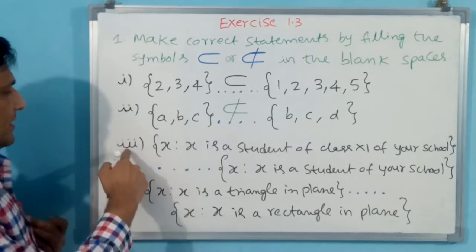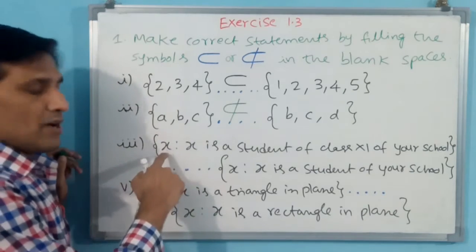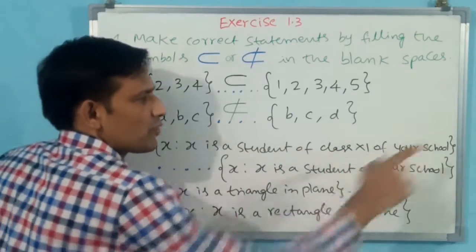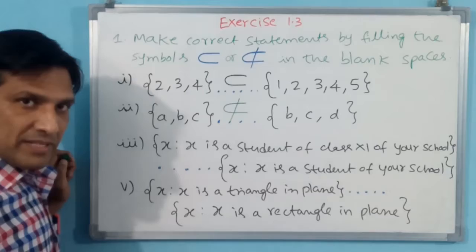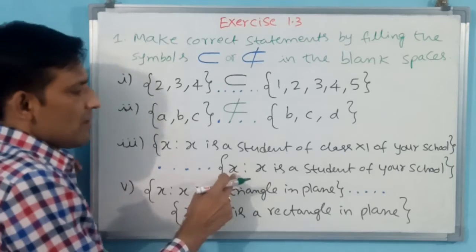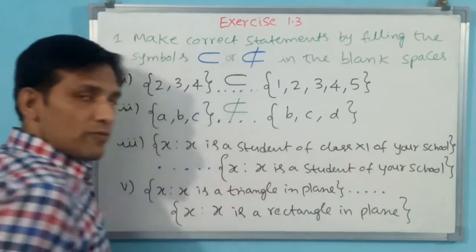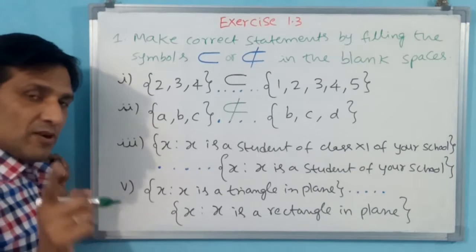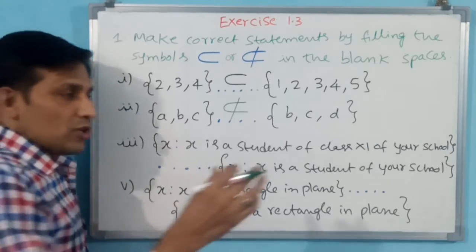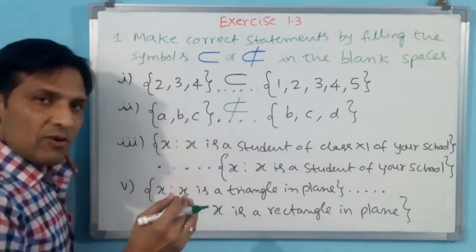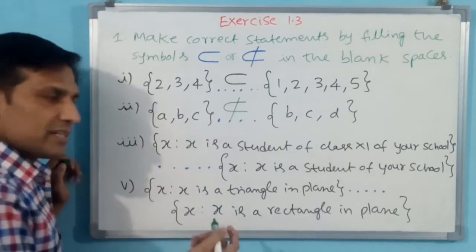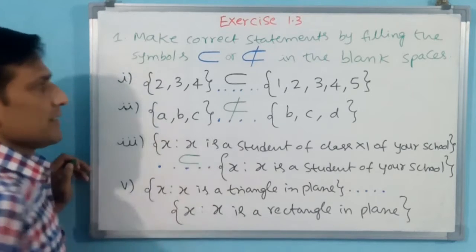Now let's see the third part of the first question. For all values of x, x is a student of class 11 of your school. In your school, class 11 will be there, and in class 11, one student is there. Now we are comparing that student with: for all values of x, x is a student of your school. That student is of your class means already he is in your school. That means your school is bigger, your class is smaller. Automatically, your class student is a subset of your school student. That's all. Subset.